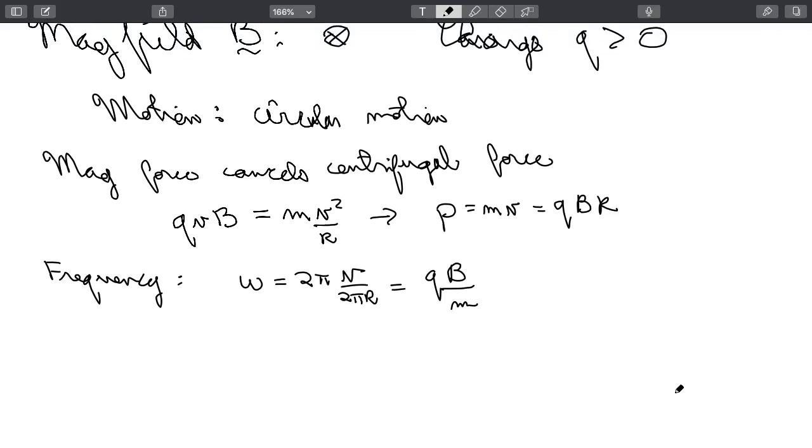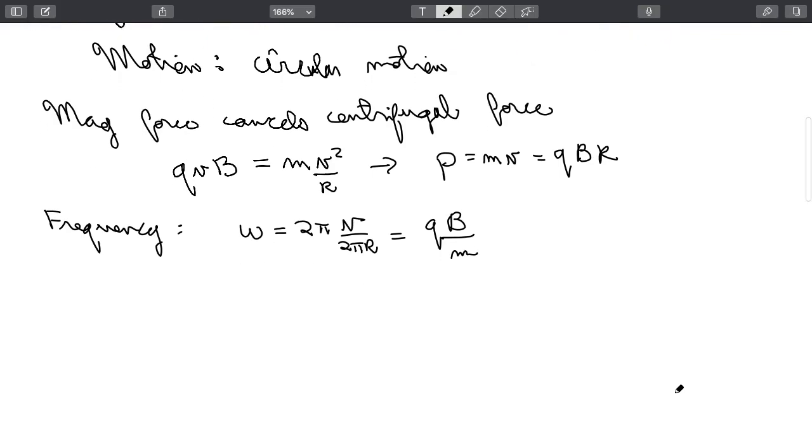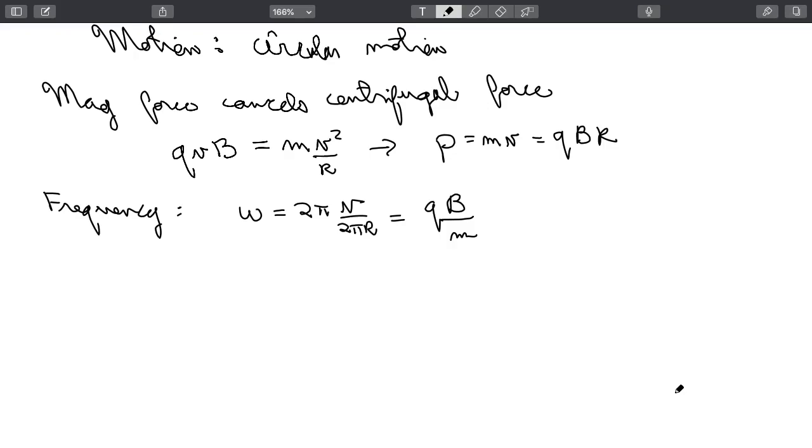Now, of course, a single moving charge is not a steady current. So we're more interested in charge distributions that are in motion. So let's define some of the things that we're going to use as far as currents are concerned.